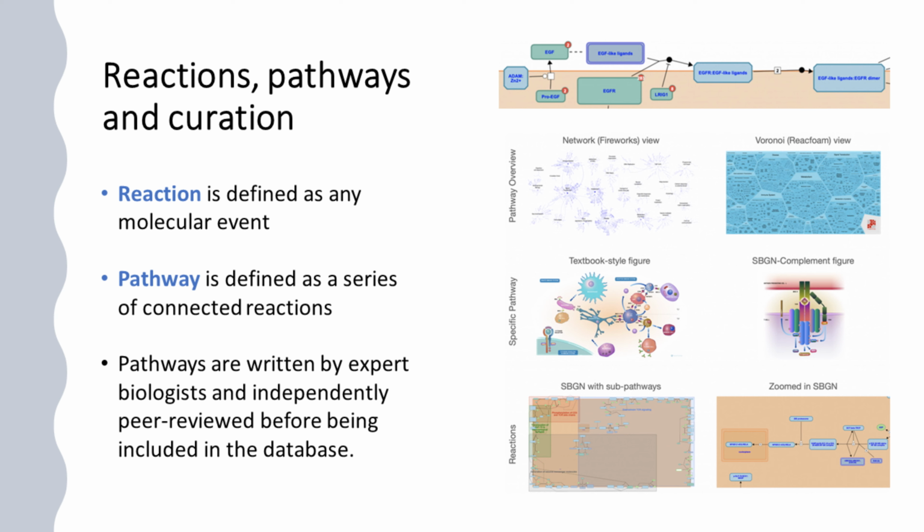The key aspects of Reactome content are quality and attribution. Pathways are written by expert biologists and independently peer-reviewed before being included in the database. Reactions always cite scientific literature that experimentally verifies the described event. These manually curated human pathways are used as templates to computationally infer equivalent pathways in other species, including most commonly used model organisms.